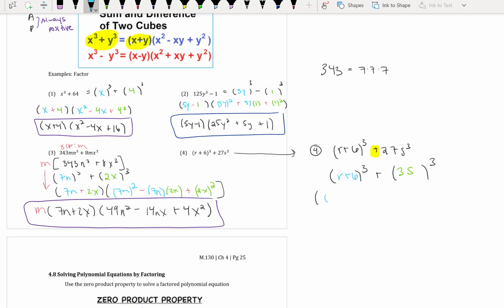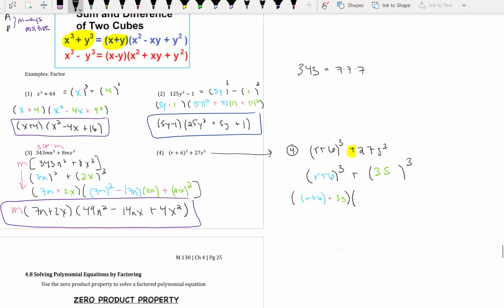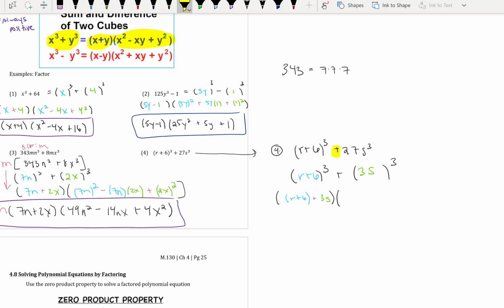So I have the first thing, which is my r plus 6, plus the last thing, which is my 3s. And now my bigger parentheses, I have the first thing squared, so r plus 6 squared, minus, and it's going to be multiply those two things together. And a multiplication doesn't matter in what order, so I'm going to have 3s comes first, and then I'll have an r plus 6 that comes last, plus, always positive, the last thing squared. So 3s squared goes inside my parentheses.